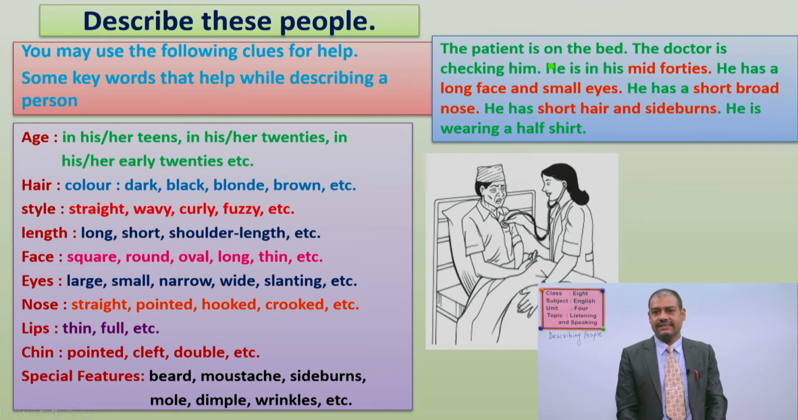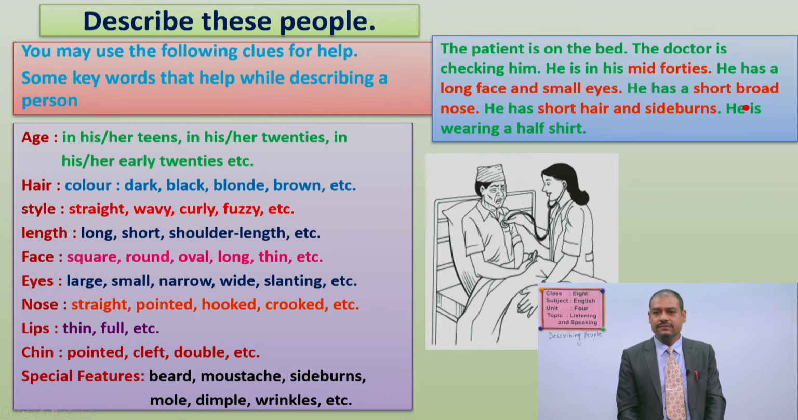The patient is on the bed. The doctor is checking him. He is in his mid-40s, looking at his face, and wrinkles or some other things. I have guessed his age and I have described like this. He is in his mid-40s. He has a long face and small eyes, okay?